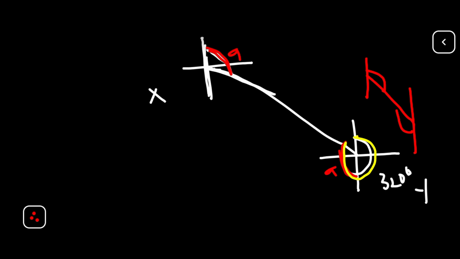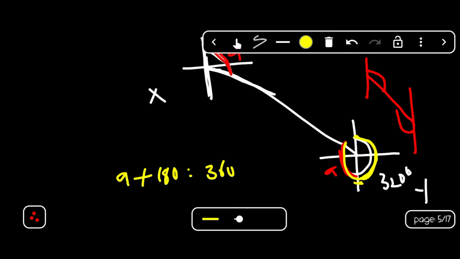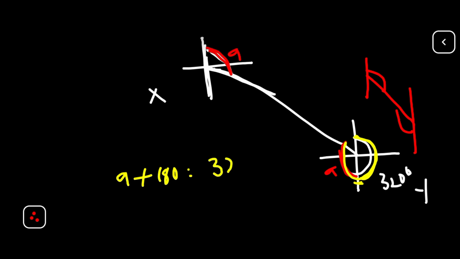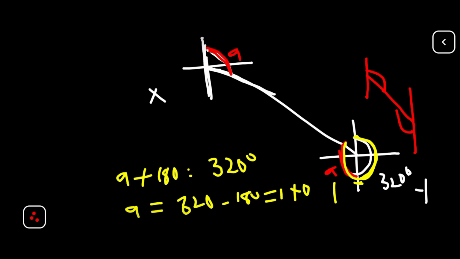So we also know that from this north to this point here is 180 degrees. So we know that A plus 180 degrees will give us 320 degrees. And that means that A is 320 minus 180 degrees, which is 140 degrees. So that means A is 140. That means A here will also be 140. And that is the angle that forms this. Okay. So basically, this is how we can find the reversed bearing.